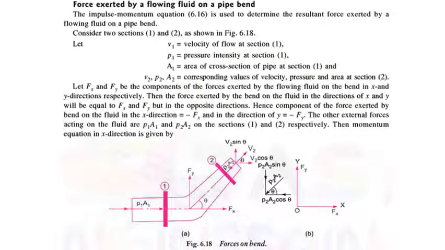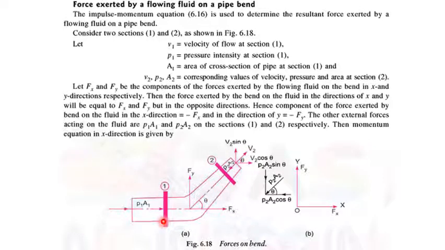Okay. Now we will learn the forces exerted by a flowing fluid on a pipe bend. That is, we have a pipe which is bent and fluid is flowing through that pipe. So there is some force that the fluid is exerting on the pipe because of the bend in the pipe. So this is the figure of the pipe and you can see it is bent in this location. We consider two sections in the pipe, section 1 and section 2. At section 1 we have velocity of flow as v1. The fluid flow direction is shown in the figure. If you see these arrows, the fluid is flowing in this direction.